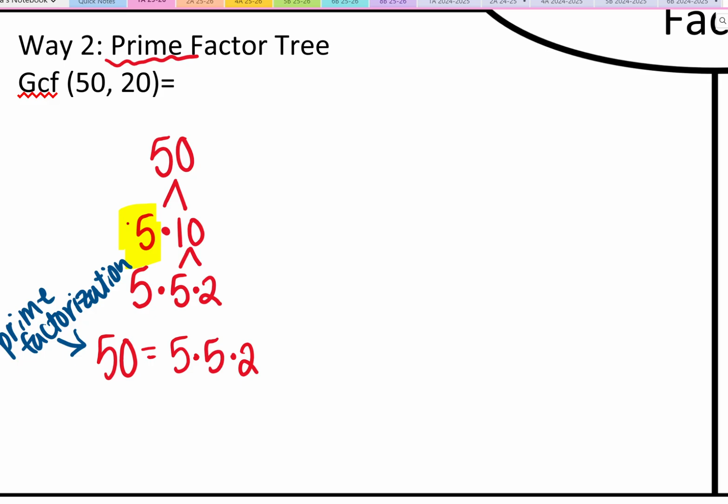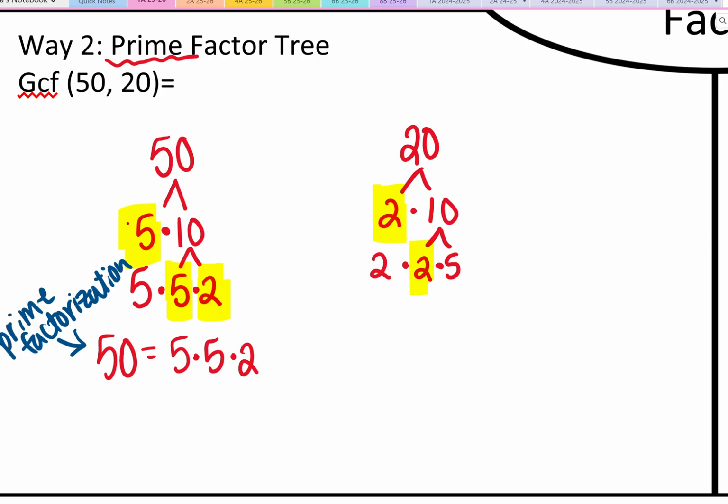Okay, and then for our 20, we would do the same thing. We would break it down. Okay, can I break 20 into anything? Yes, I can break 20 into 2 times 10. Okay, 2 is a prime number, so I can't break that down. But I can break down 10. I can break down 10 into 2 times 5. So that means that 2 and 5 cannot be broken down anymore, so 2 and 5 stay put. And so that means that 20 equals 2 times 2 times 5.